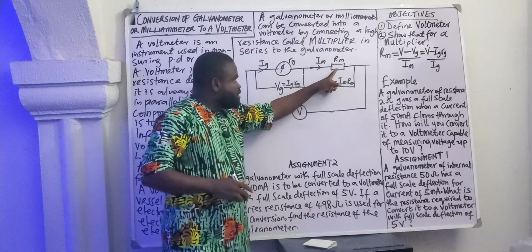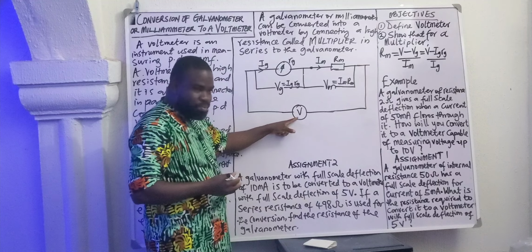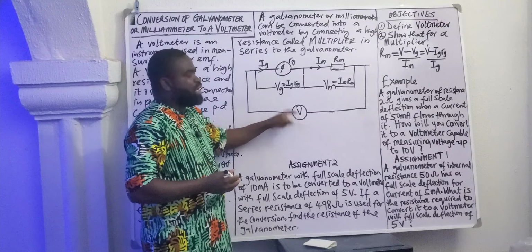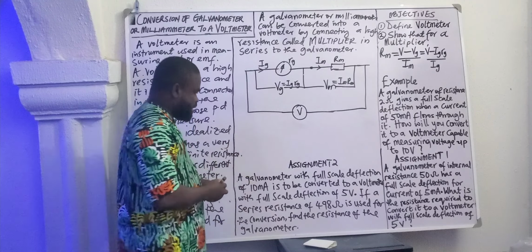So by connecting this multiplier in series to the galvanometer, you are protecting this galvanometer from excess damage due to voltage. So remember, we want to determine the value of this resistance that we need to convert this galvanometer to be able to measure a very large voltage. Now, let's derive the formula.